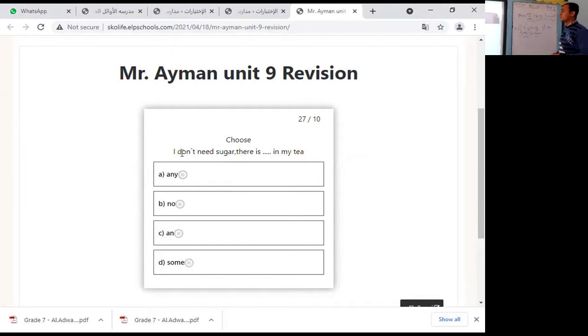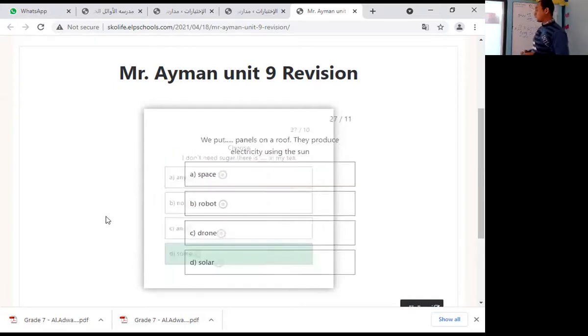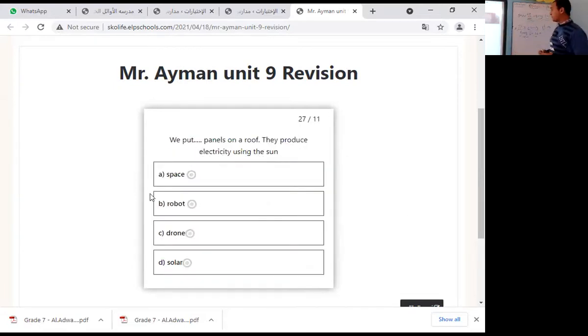Number 10, choose. I don't need sugar. There is space in my tea. There is what? Any, no, or an, or some. Yes, the answer is D. There is some in my tea. As we said before, we use some in affirmative, okay?